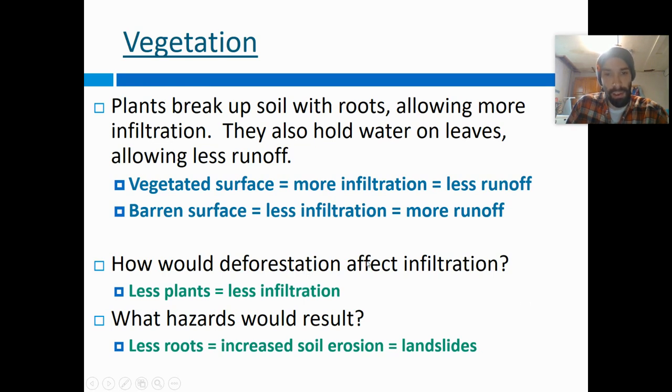Now, you can have natural deforestation as well when you have a wildfire. During a wildfire, all the trees burn down, obviously, and there goes your infiltration rate. So you have a lot of runoff, and typically after a wildfire, like out in California, they often have landslides because the trees are gone, and that's not holding the soil together anymore.